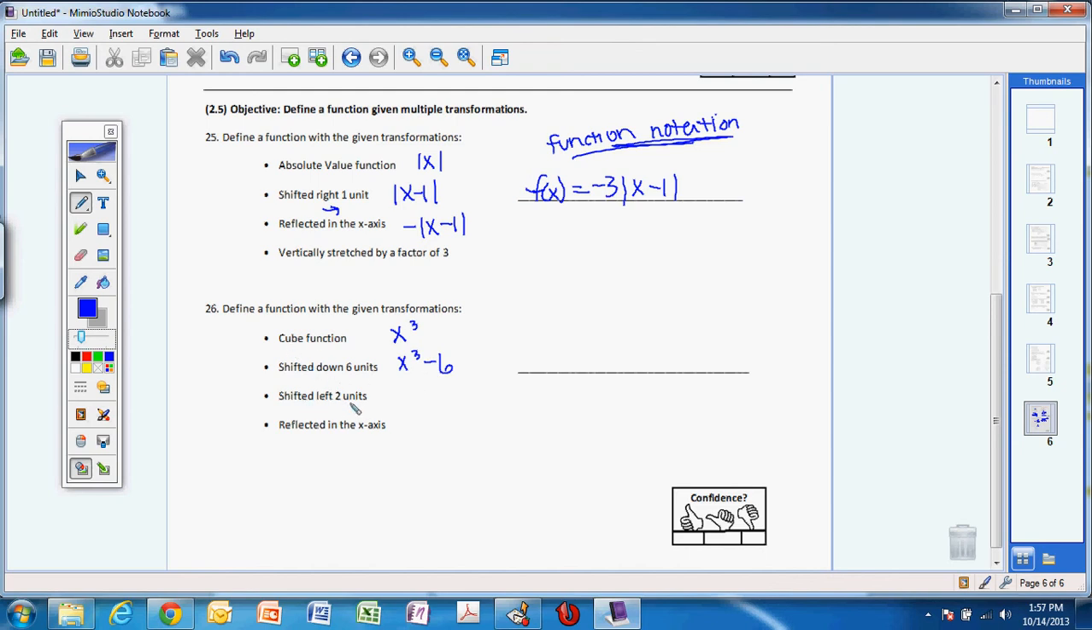And now we're shifting left 2 units. Normally if we're shifting left, there's an x +2 on the inside. I know we want to say -2, but it's actually +2 on the inside. And then it's reflected in the x-axis, so there's just going to be a negative out in front. So our final answer in function notation is f of x equals negative x +2 cubed -6.